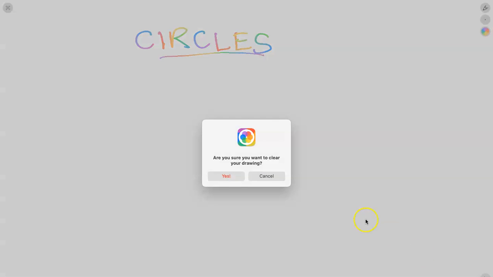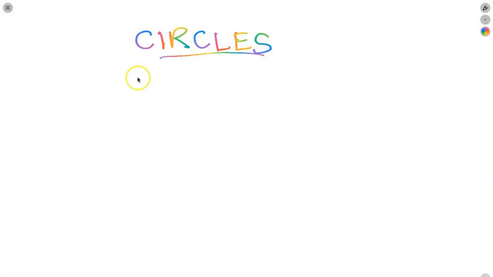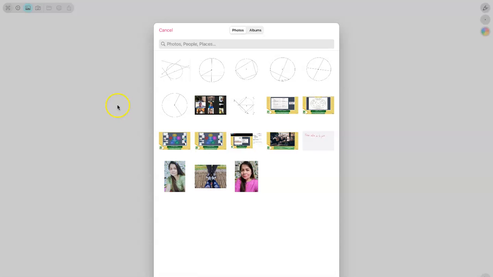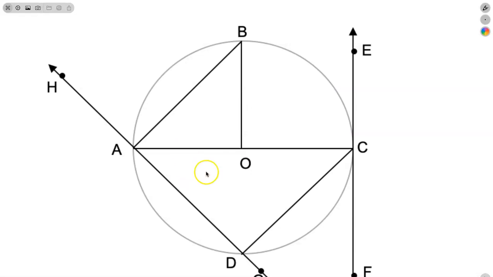Before we move further, let us recall the important parts of circles. Let me get the first figure. Alright, this is the center of the circle. So this circle is called circle O. Please be reminded that circles are named after their center. The important parts are, this is the radius.